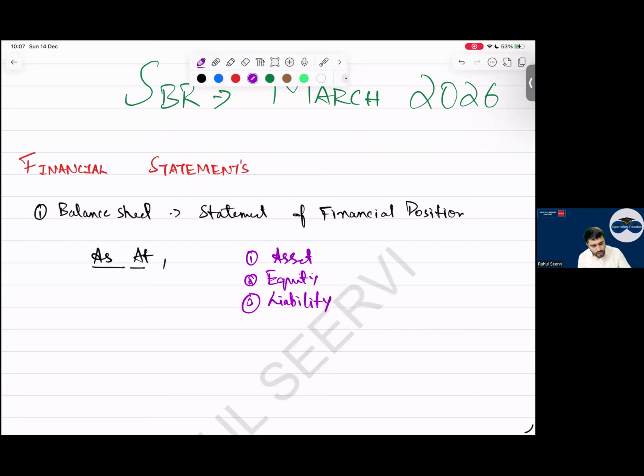No, sir. Now, what does asset mean? What does equity mean? What does liability mean? We will come to that. Whenever we learn any accounting standard, today I purchase a building. Where will I record that? Balance sheet. I will record that in the balance sheet.